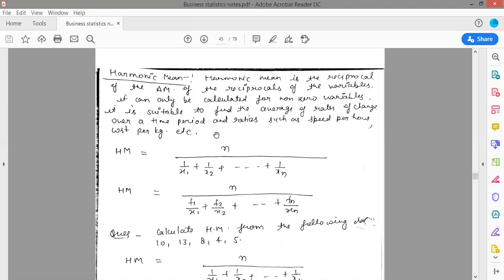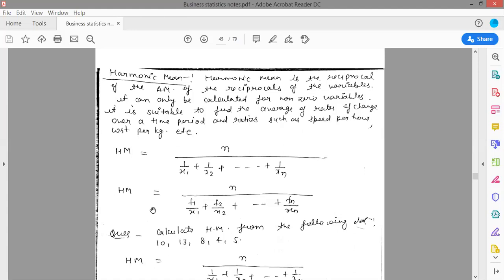So it is the reciprocal of the arithmetic mean, meaning n upon the reciprocal of the variables. So n upon 1 upon x1, 1 upon x2 plus and so on 1 upon xn. This is exactly the formula which comes from your definition. If you learn this formula, then you can write your definition. If you have your definition, then you can make a formula.